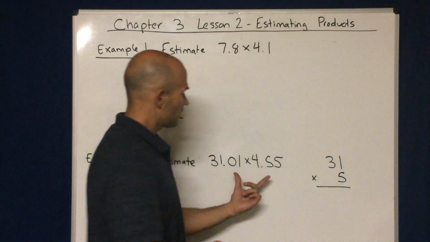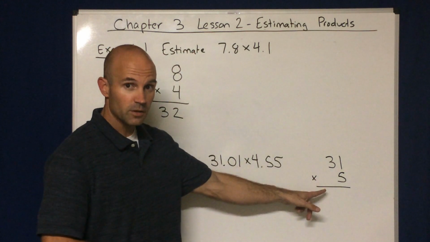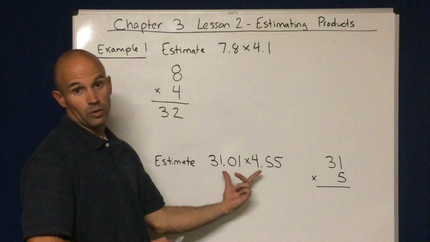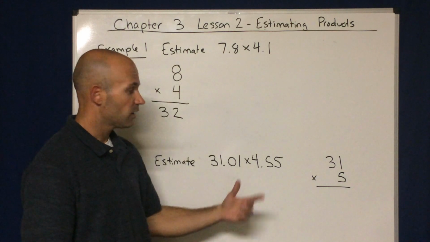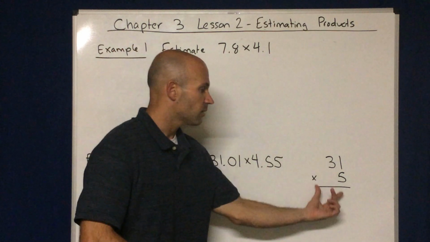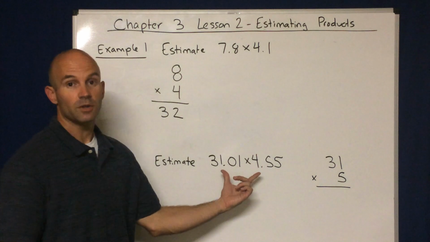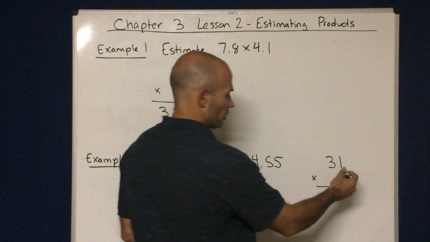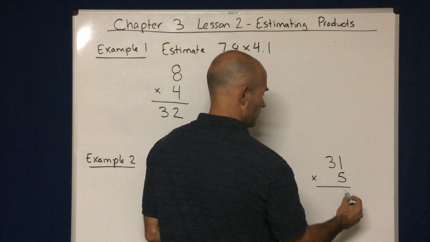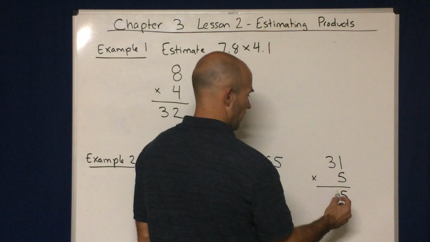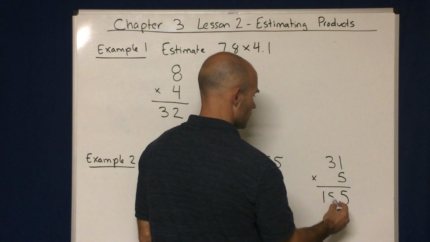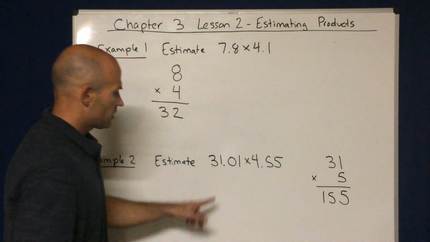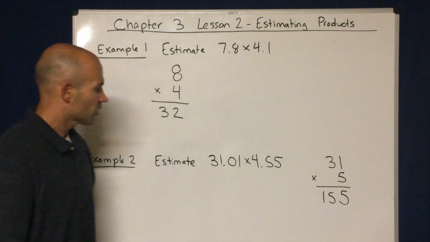Now I've replaced this product with a product that's easier to compute. It won't give us the exact value of this one, but that's the idea: easy to compute and a reasonable guess at the true value. So let's multiply this out. 31 times 5: 1 times 5 is 5, and 3 times 5 is 15. So our estimate for this product is 155.